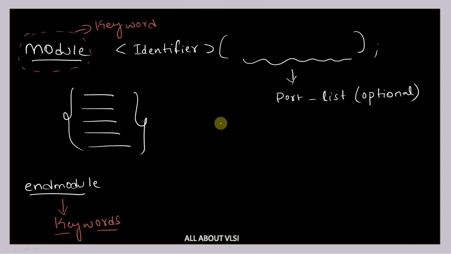For example, if I want to design a simple block diagram like this, which is my design, let's say my design name is B1. Now it has some set of input ports and some set of output ports.